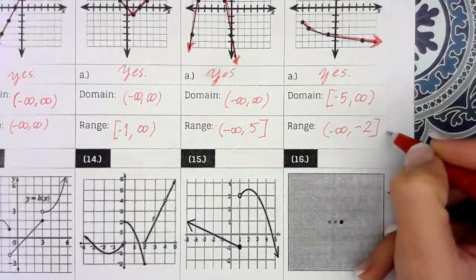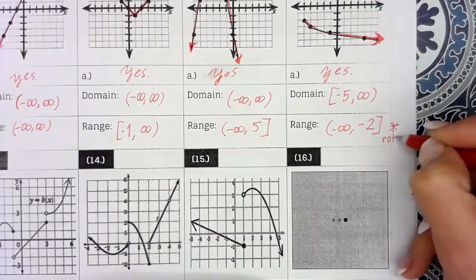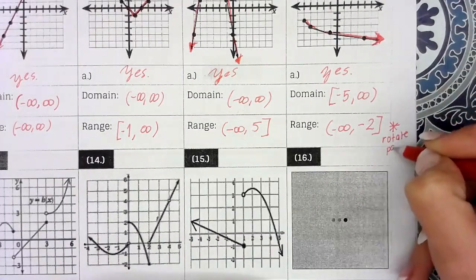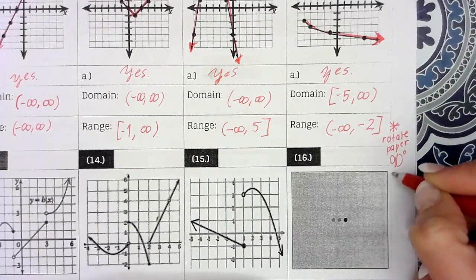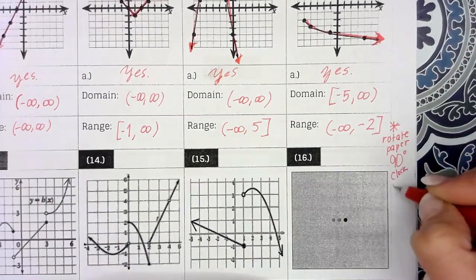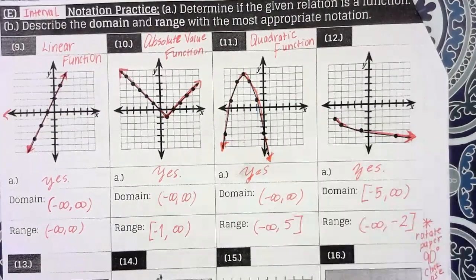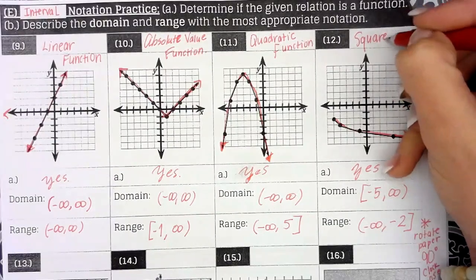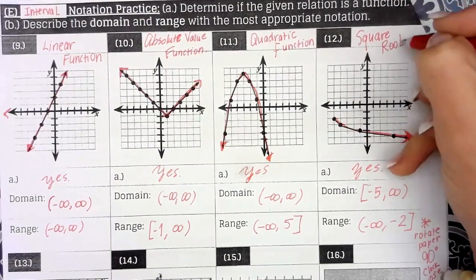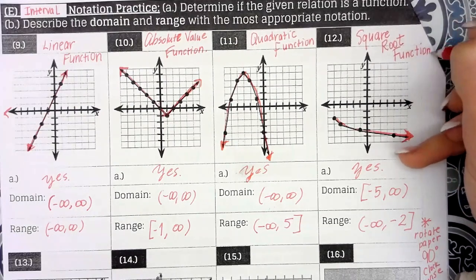Okay? So what note can we write over here? Maybe put a little star by range. You can write rotate paper 90 degrees, which is a right angle, clockwise. Clockwise. Okay? Now, what kind of function is that? I know you don't know it just yet, but this is going to be called, you'll learn it later, a square root function.